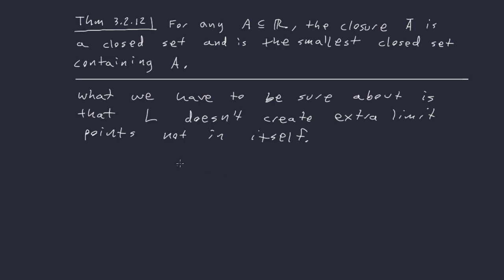Okay, so that's really going to be the trick to proving this particular theorem, because the part of it making A closed, adding in anything that isn't in A, of course that should make that part closed. But if L has any extra limit points itself, we would run into problems there. So let's see if we can go about proving this.